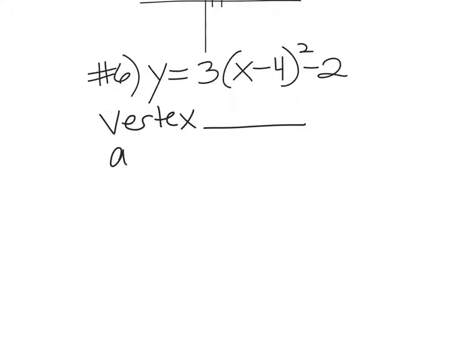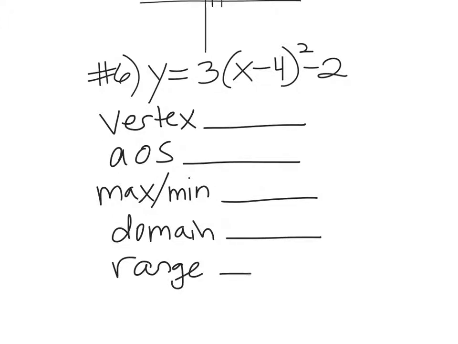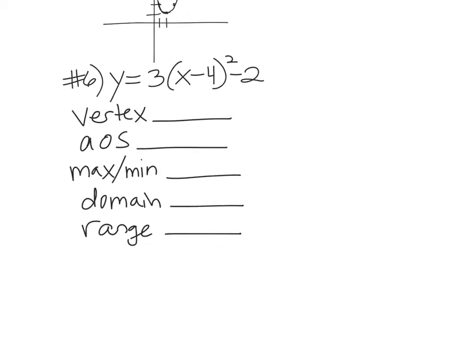I'm going to ask you to tell me what the axis of symmetry is. We're going to say whether it has a maximum or a minimum, and what that is. And then this is new. We're going to talk about its domain and its range. And of course, we're going to graph it.